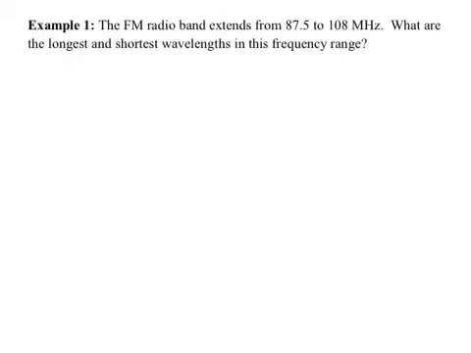Example 1 says the FM radio band extends from 87.5 to 108 megahertz. What are the longest and shortest wavelengths in this frequency range? Well, we know our formula is v equals f lambda, but v in this case would be velocity. Well, that's a constant, right? It's the speed of electromagnetic waves. So it's c, the constant, equals f lambda now.